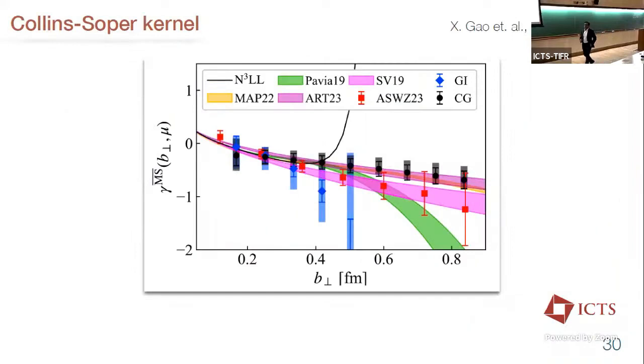Okay, Collins superkernel. So this is the Collins superkernel. This one is really new. It's unpublished. I hope to publish it in a month or so. This is the Collins superkernel as a function of b-perp, going up to b-perp of 1 Fermi. Now, let me explain what these are.